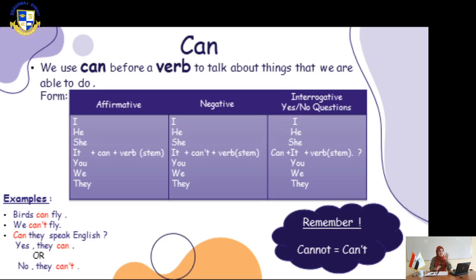Run here is the same, we don't change the verb run. Okay, this is in the affirmative form. What about the negative? We said before, negative means not. So I must put not in the sentence. When we said in the affirmative form, I can, in the negative, I cannot, can't. I cannot or I can't.